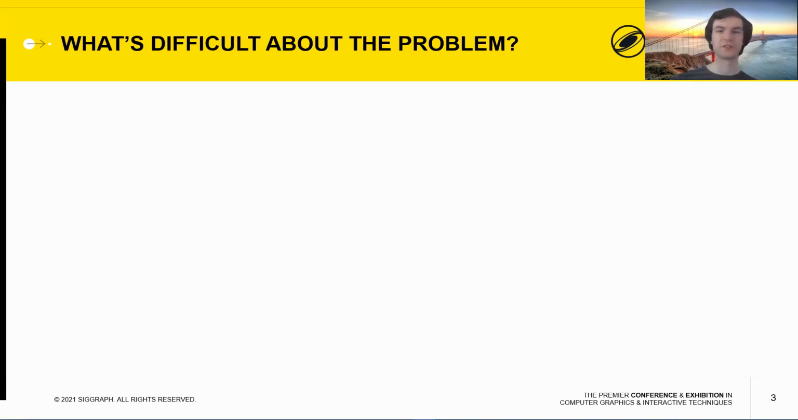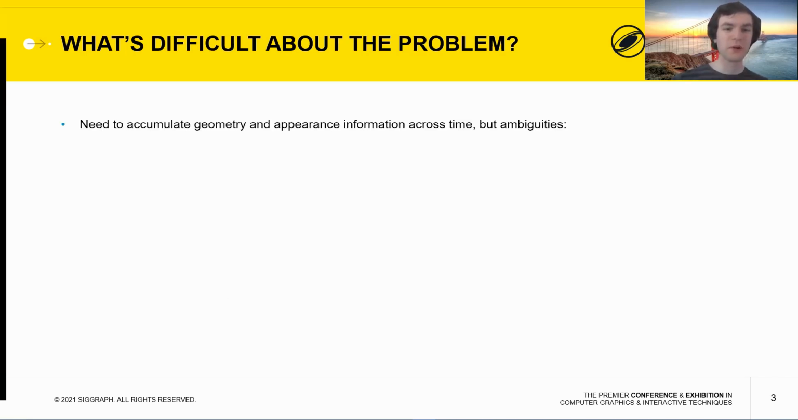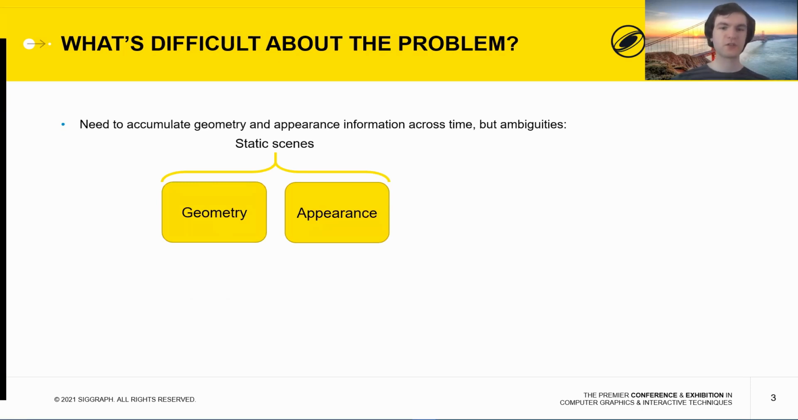So what's difficult about this problem? Well, we need to accumulate the geometry and appearance information across time, but this leads to ambiguities. Static scenes already exhibit ambiguities between geometry and appearance. For example, we could place a flat plane in front of each camera instead of learning a representation that is actually 3D.